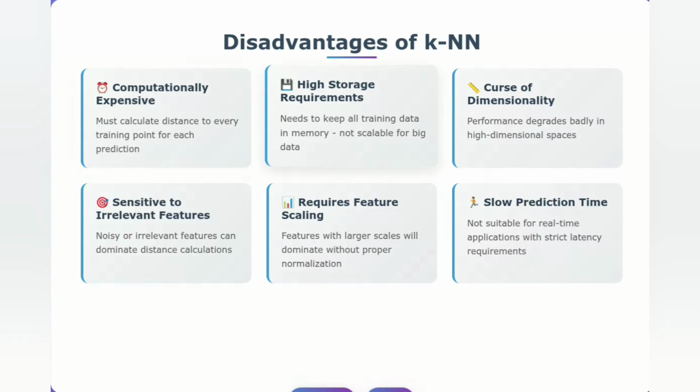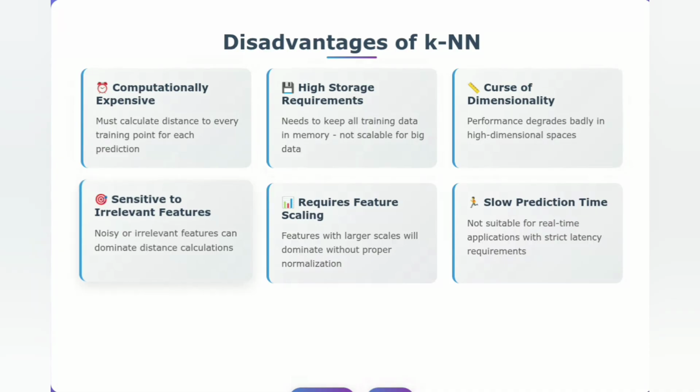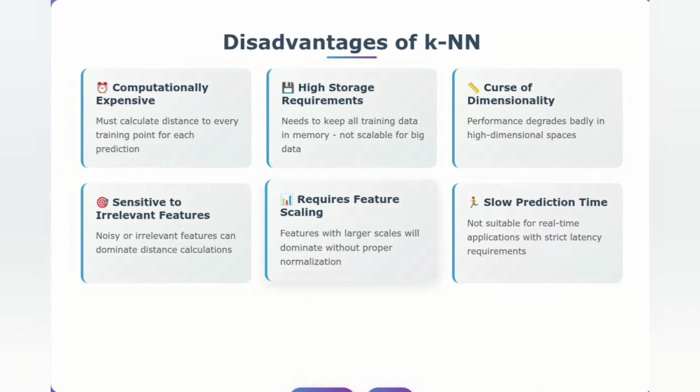KNN is sensitive to the curse of dimensionality. As the number of features increases, all points start to look equally distant from each other, making the algorithm less effective. This is particularly problematic in high-dimensional spaces. The algorithm is also sensitive to irrelevant features and outliers. If you have noisy or irrelevant features, they can dominate the distance calculations and hurt performance. Feature scaling is crucial because features with larger scales will dominate the distance calculations.